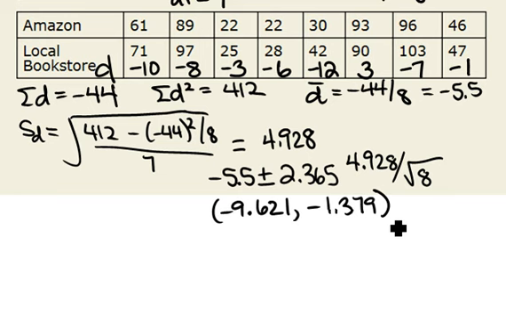And then lastly, because our sample size was only 8 here, in order for this confidence interval to be valid, what we need to know is that the difference data would come from a normal distribution.